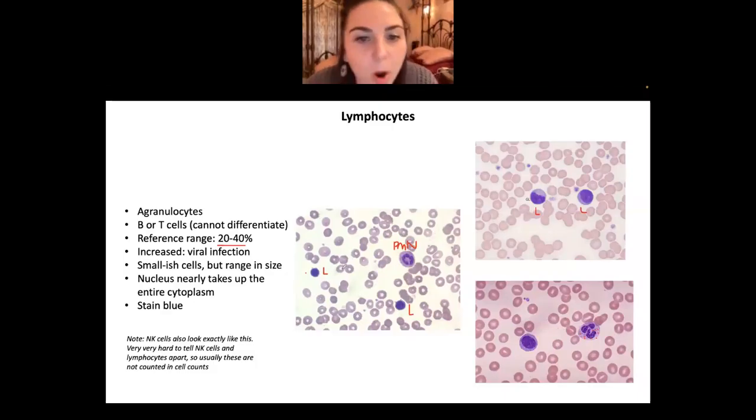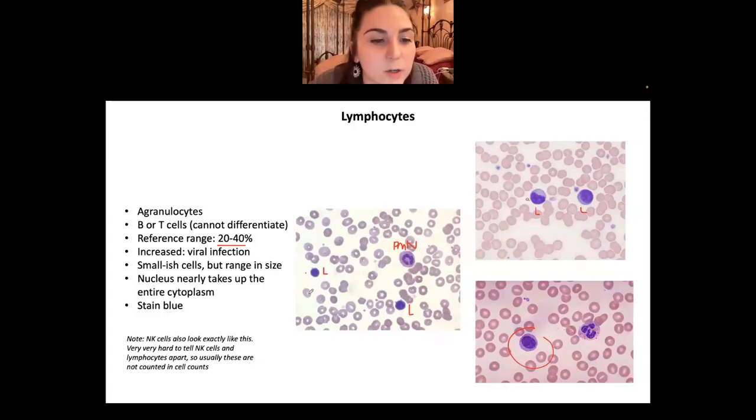These are small-ish. That's why I kind of write here. They range in size. So you can see in this image, this is a lymphocyte and it looks almost the same size as the neutrophil. So use more of this idea of the nucleus being almost the same size as the cytoplasm to identify your lymphocytes. Okay, and they're going to stain blue.